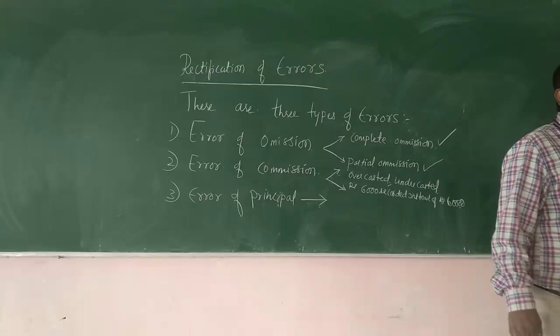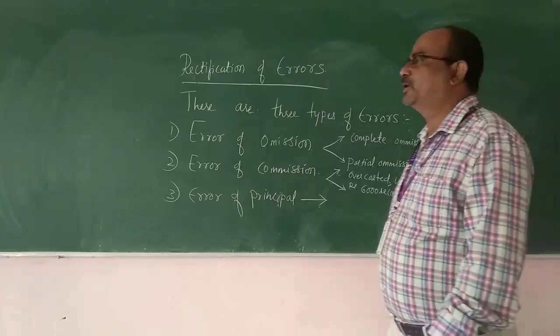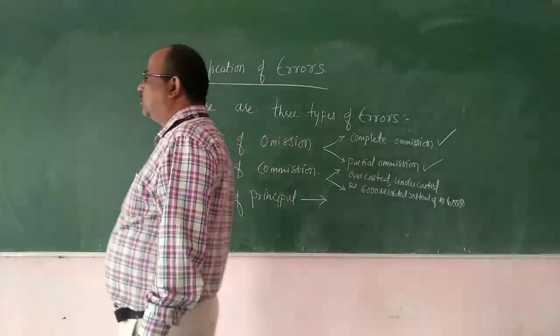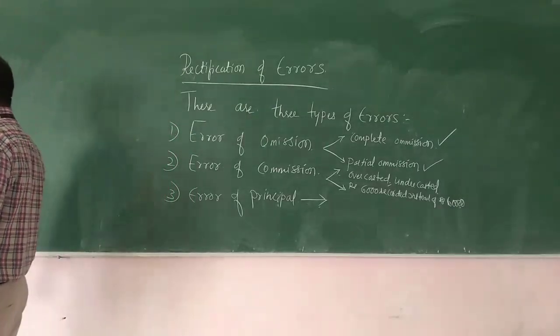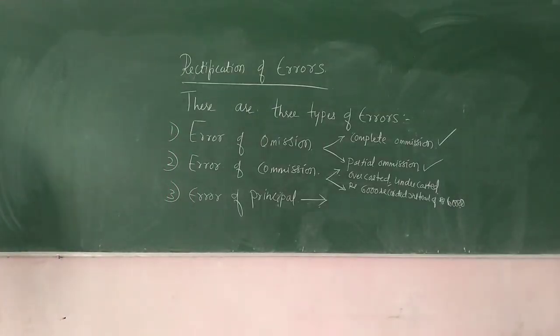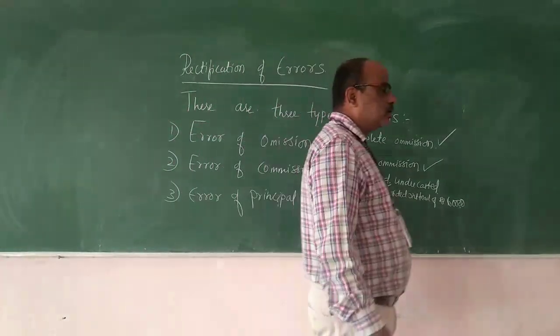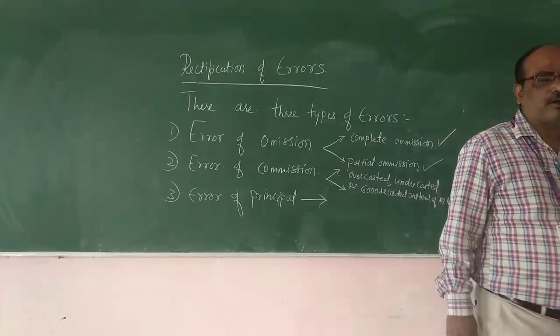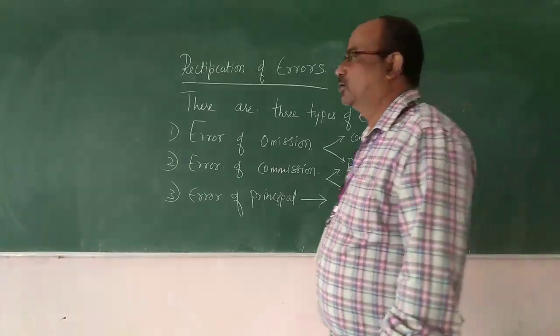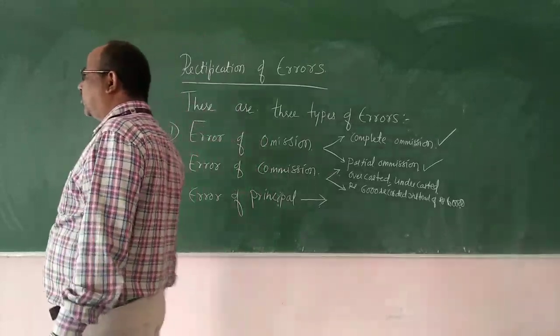Asset means machinery, repairs is an expense, and you should show the repairs as expense. But instead, what you have done is, for repairs of machinery, instead of showing repairs account debit to cash account, you have shown what? Machinery account debit to cash account. So this is a mistake of principle.